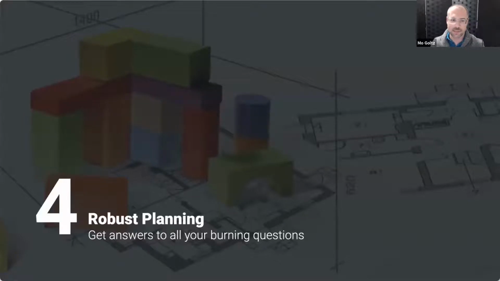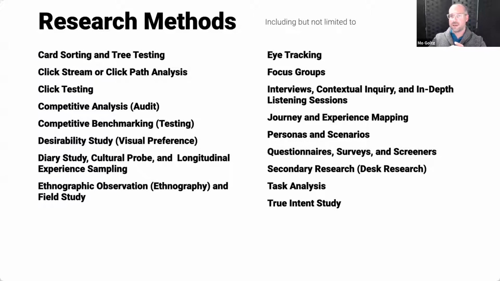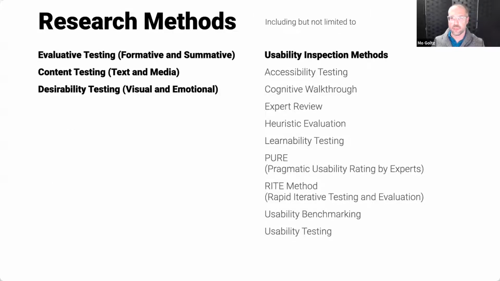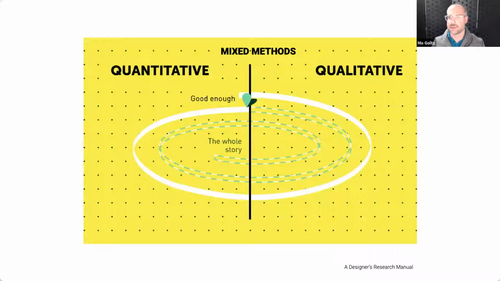So let's talk about robust planning. Pick what metaphor you want, a tool belt of research methods or utility belt of research methods, but we all have a suite of several dozen research methods we could possibly use. How do you know which ones to use? Well, first you have to think about qualitative research, where we talk to 10 people and uncover 100 things, or quantitative research, where we talk to 100 people and we validate 10 things. And when you combine those two together, you get mixed methods research.